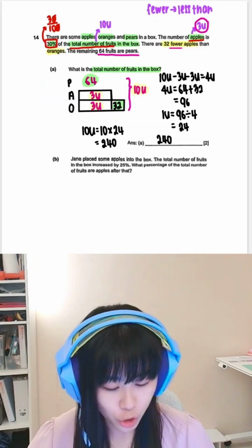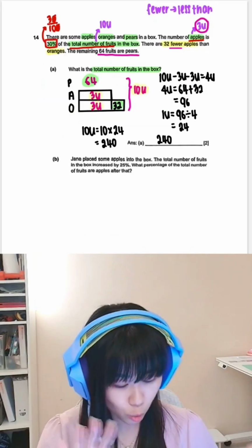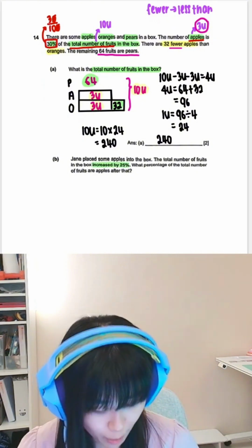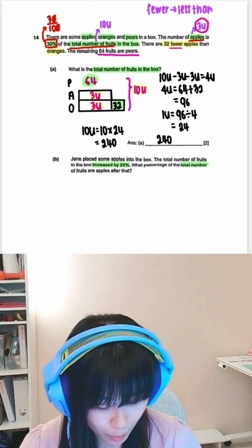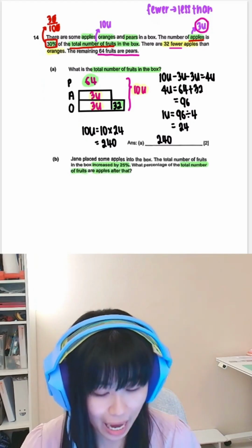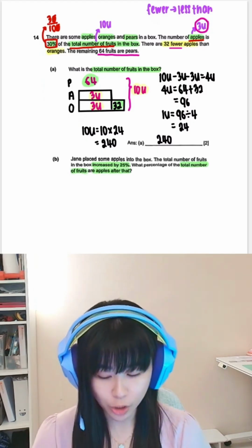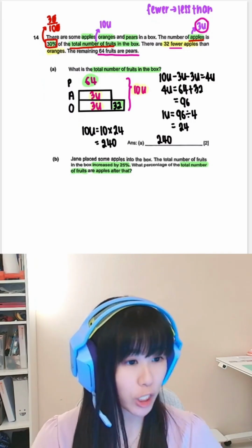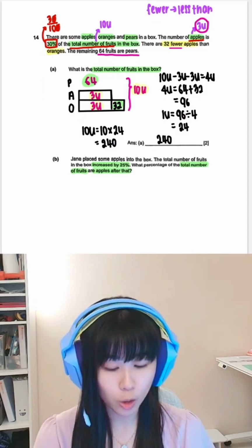Now I look at part B. Jane placed some apples into the box. The total number of fruits in the box increased by 25%. What percentage of the total number of fruits are apples after that? This one is percentage. But I always like to tell my students, percentage actually can use fraction to do it, or use ratio to do it.